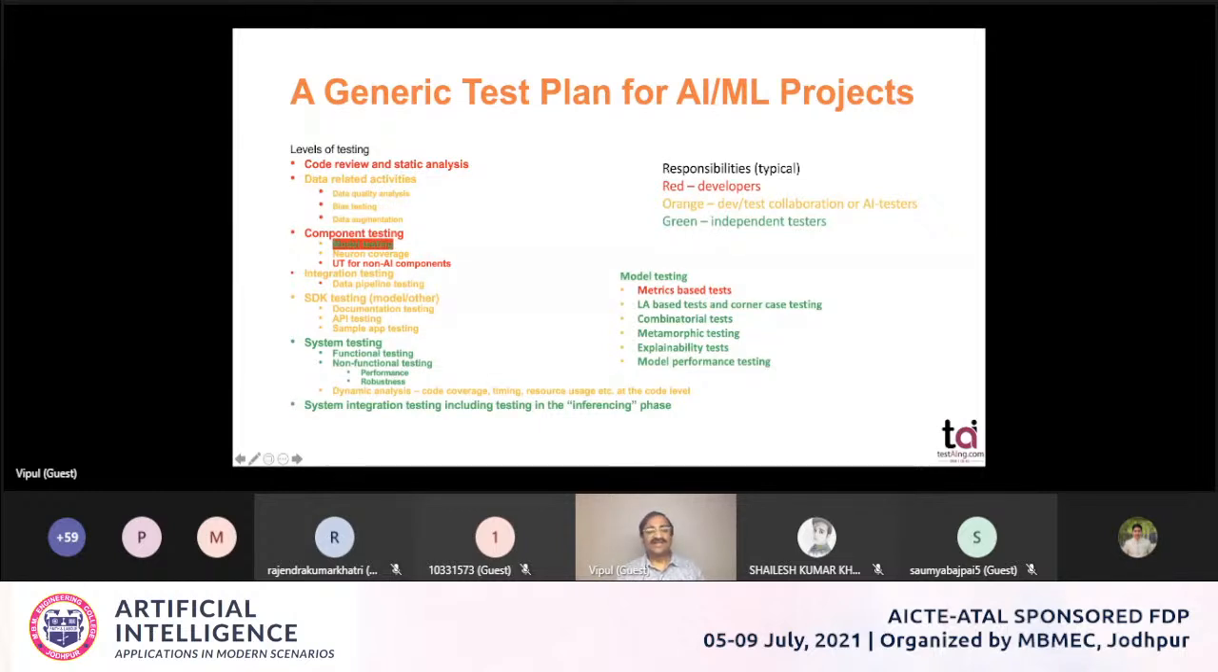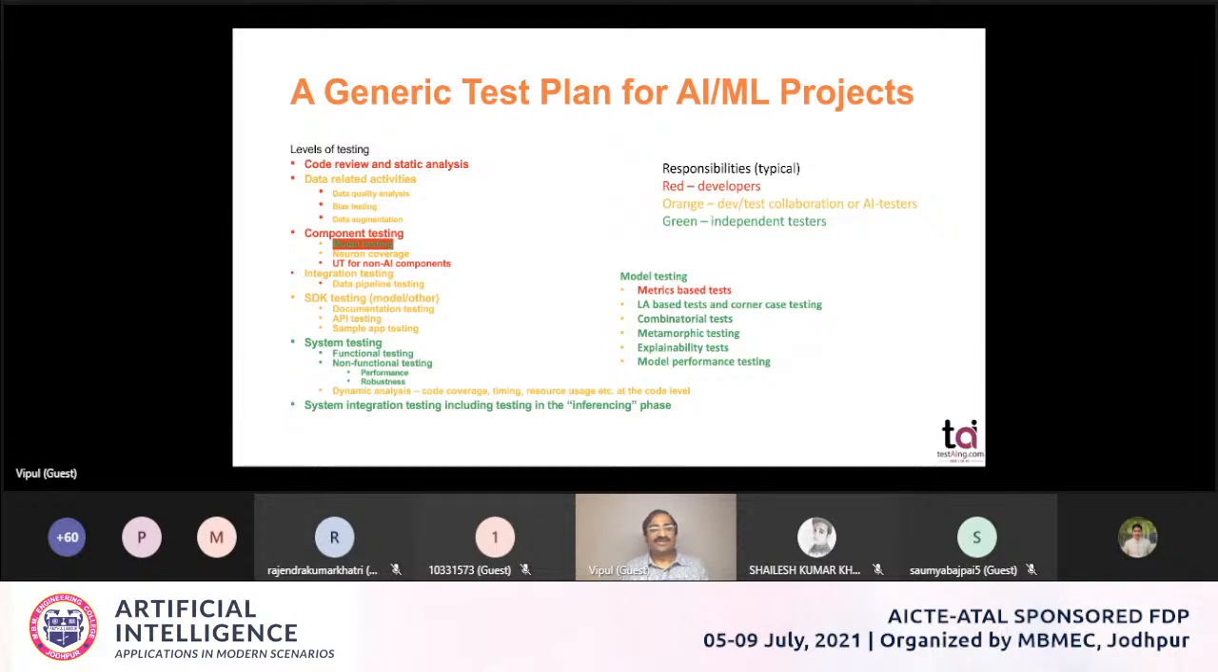After that, there's integration testing, where people do data pipeline testing, and data pipeline testing again can be done by developers, testers, or in combination. Especially if you are very keen on doing data pipeline testing, try to provide easily callable interfaces to your developers, so that testers can also use it. Okay. Then there is SDK testing, which is model testing for documentation, API, sample app that I talked about, where dev tester collaboration is required.